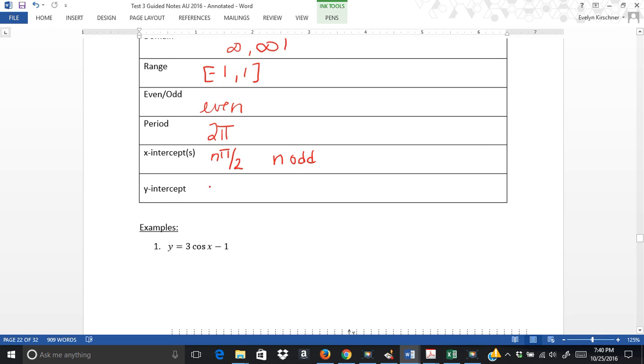And my y-intercept, it crosses the y-axis at 1. So now we talked a little bit about the basics of the cosine function when you graph it.